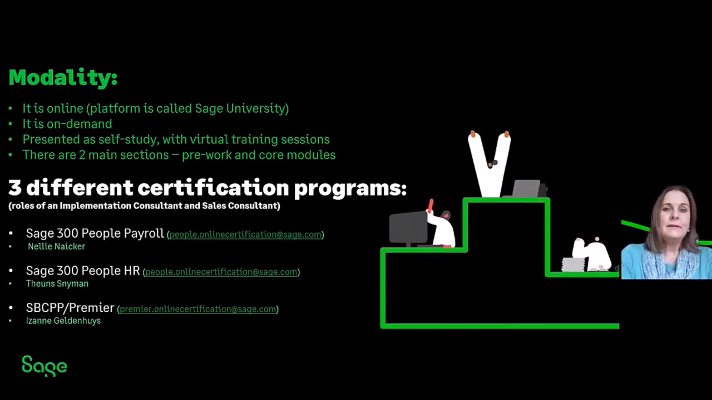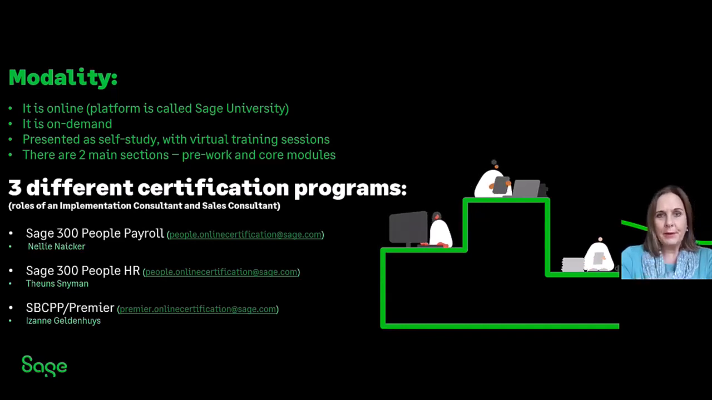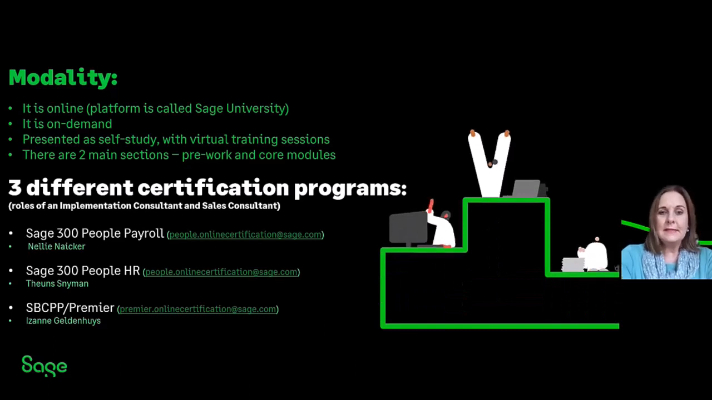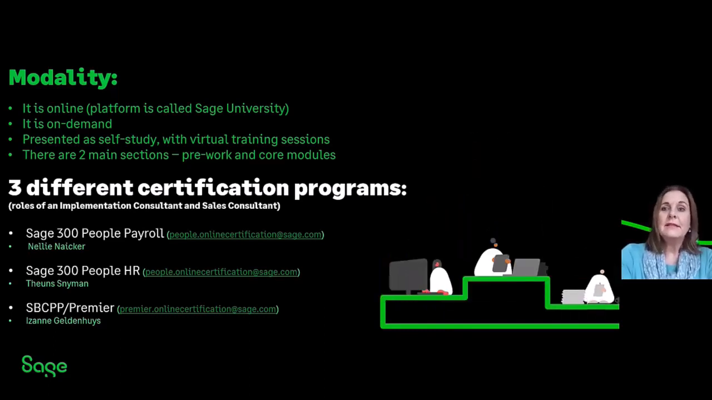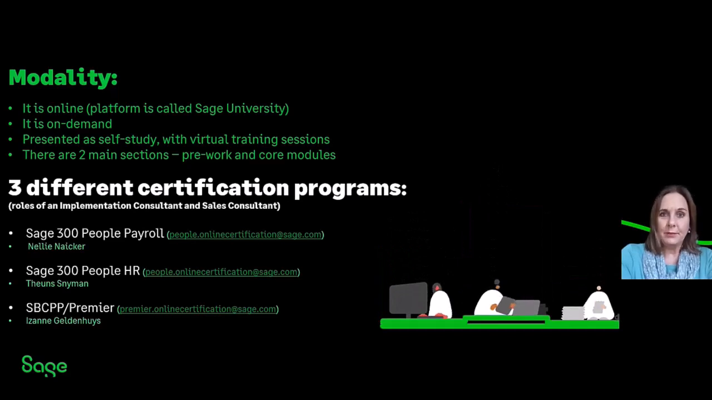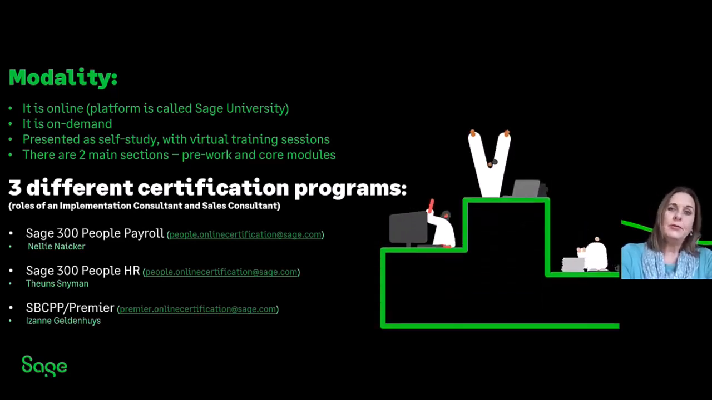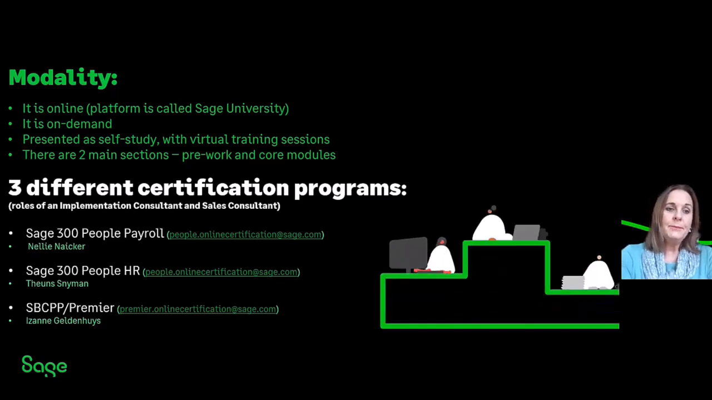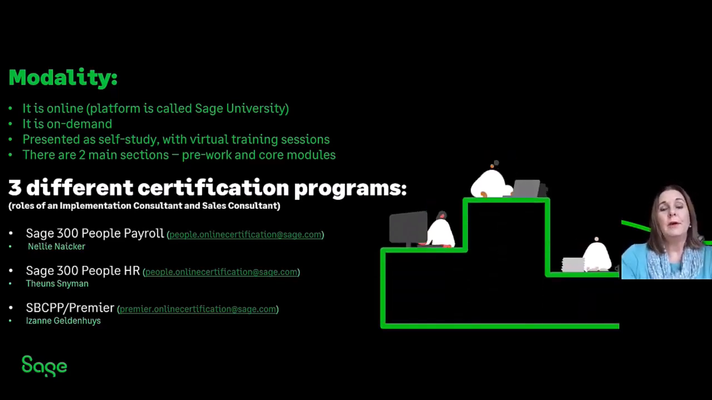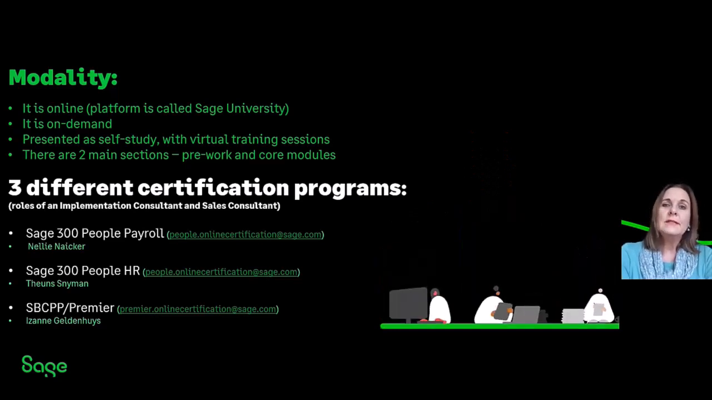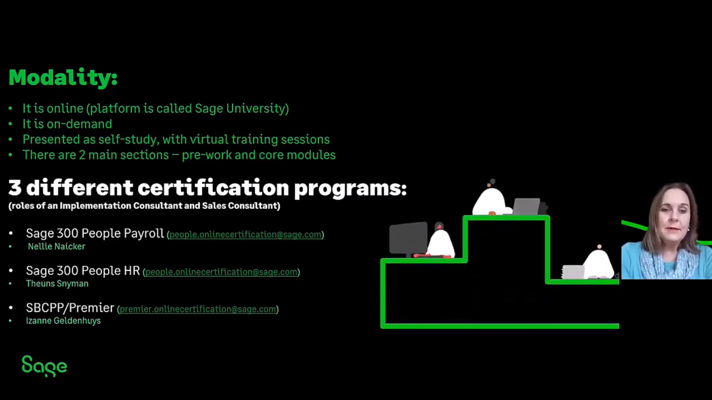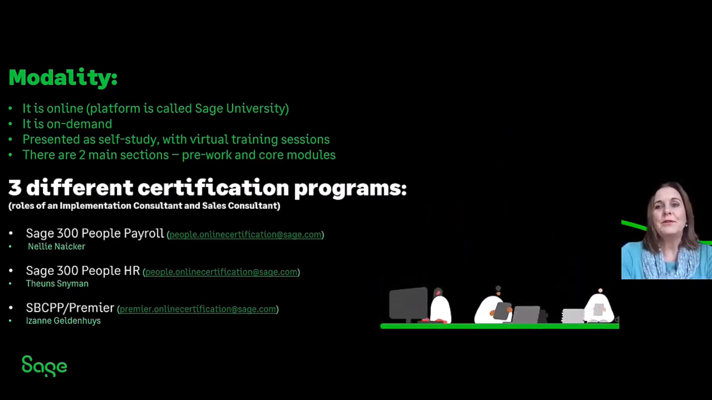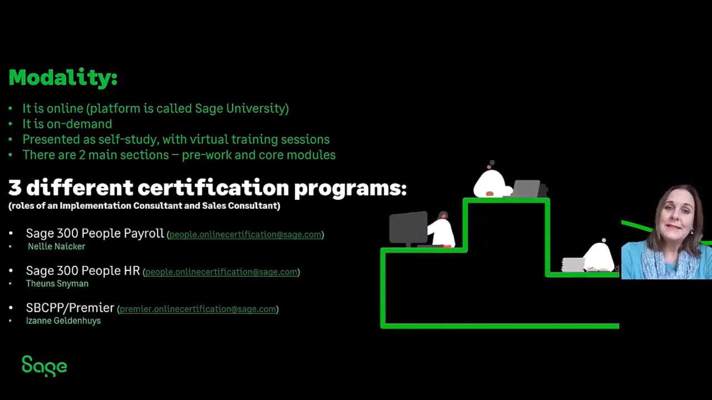We have a second program, separate from the payroll one, the HR modules of SAGE 300 People. Again, there's an email address, and Tian Snyman is the dedicated trainer who manages that program. And then thirdly, we have a certification program for SAGE Business Cloud Payroll Professional, or SBCPP, and Premier. Even though those are 2 different products, it's only one certification. Again, you will see an email address on the screen, and Izan Haldenays is your contact person because she is the trainer, or the facilitator, of that program.